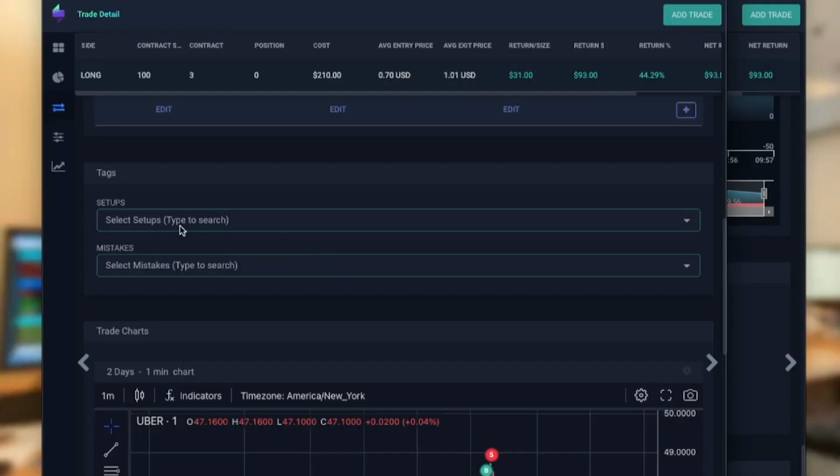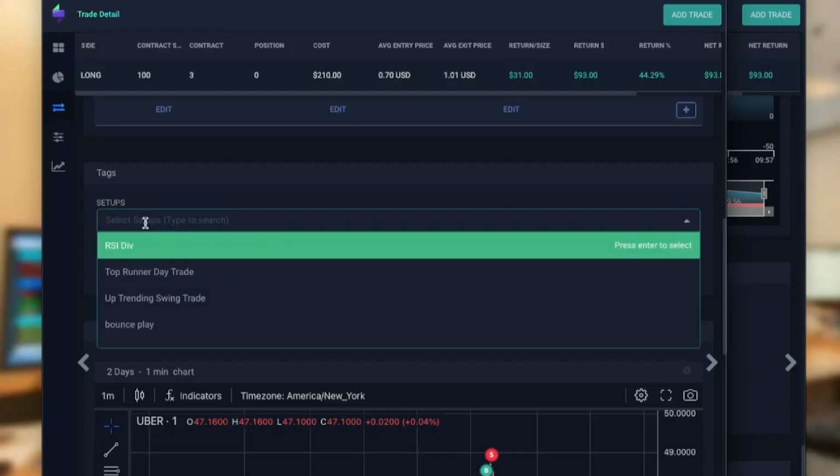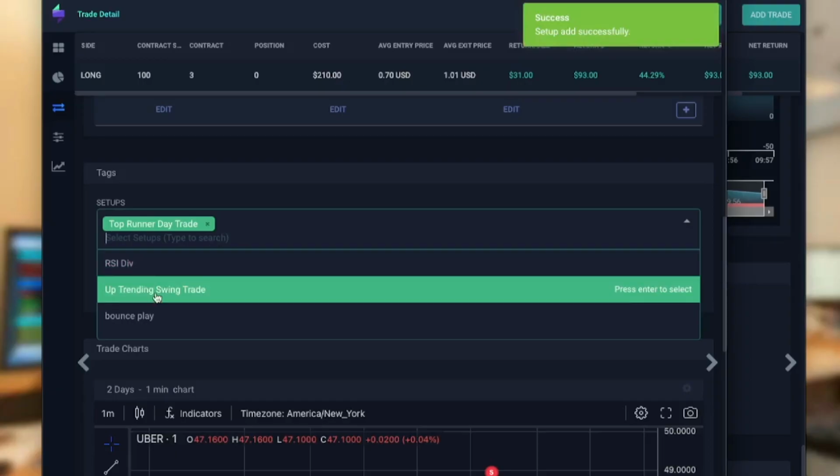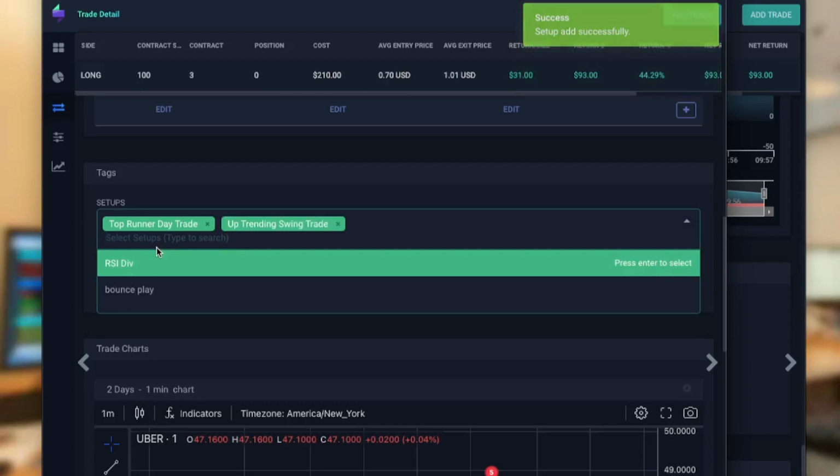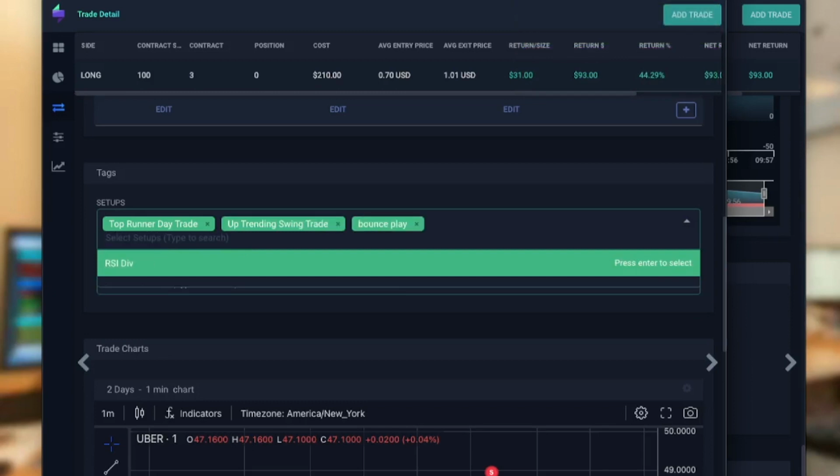Next up is my favorite part, the setups and mistakes tags. These you enter manually and can vary per trade. You can have more than one setup or mistake per trade as well. There are no default setups or mistakes, so you have to come up with them yourself. For example, under setups, you could put bounce play, top runners day trade, uptrend swing trade.